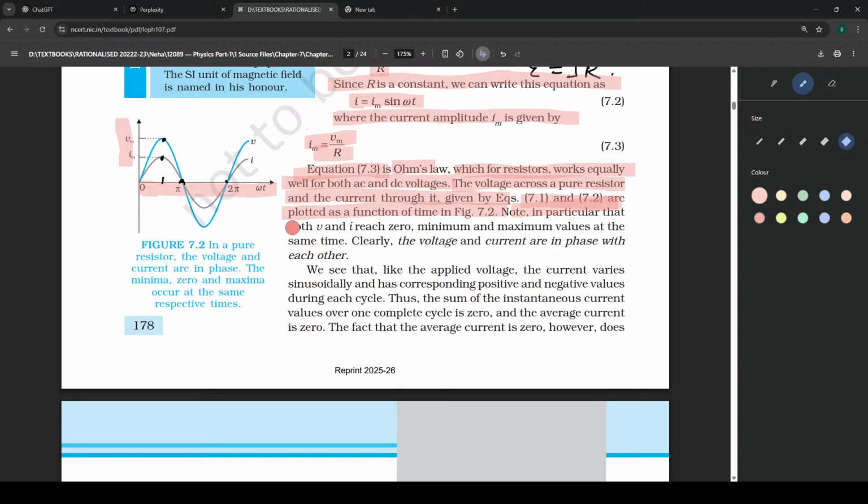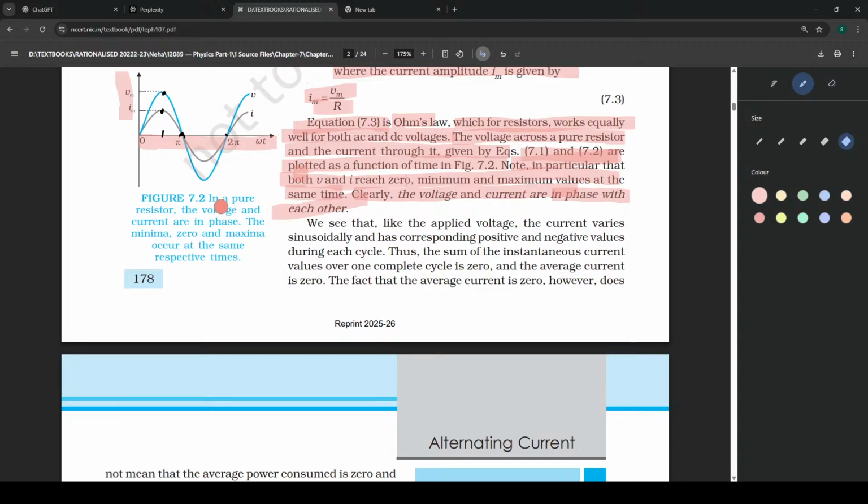Note in particular that both V and I reach 0, minimum and maximum values at the same time. So clearly, we are going to see something here. Clearly the voltage and current are in phase with each other. It is important to see this: in phase means both have the same kind of variations at the same time. That's what you mean by in phase.